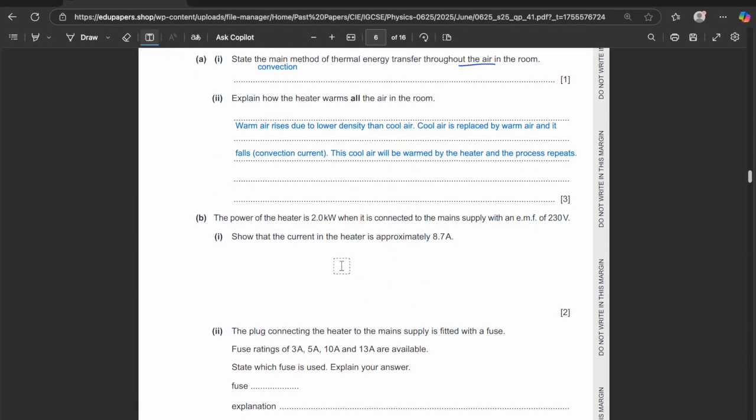B1. The power of the heater is 2000 watts. It is connected to the mains supply with an EMF of 230 volts. Show that the current in the heater is approximately 8.7 amperes. So we need to know this equation: P is equal to IV, and 2000 is equal to 230 times current, and 2000 divided by 230 is equal to 8.69565, and so on, which can be rounded to 8.7.